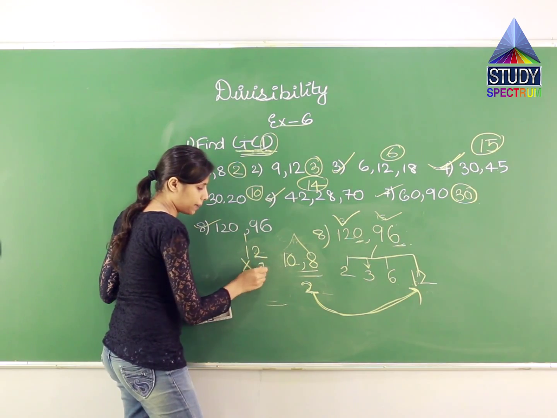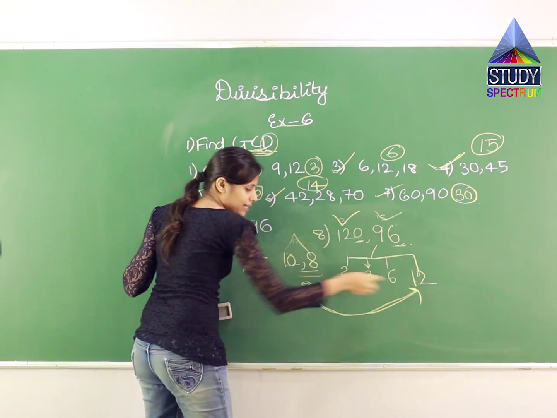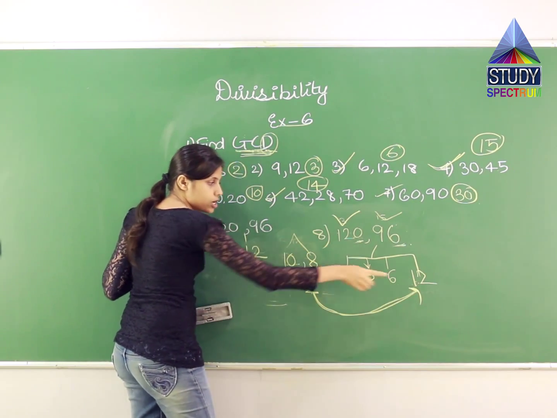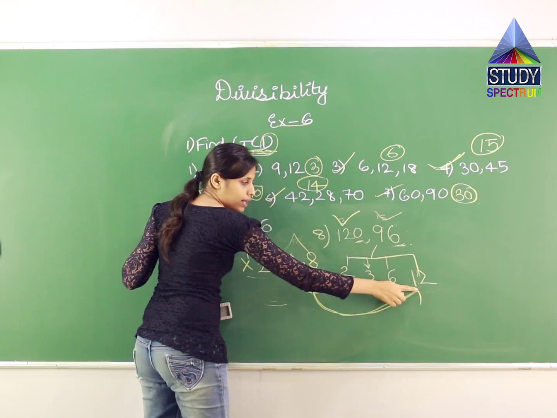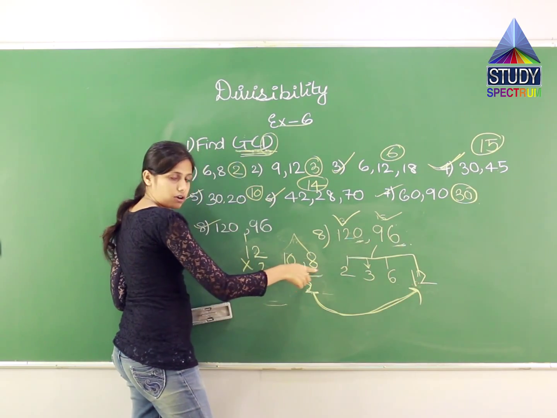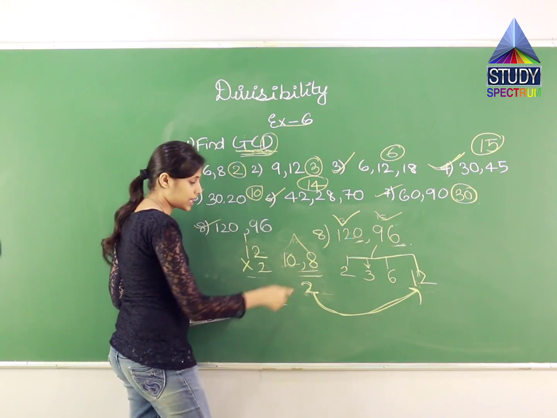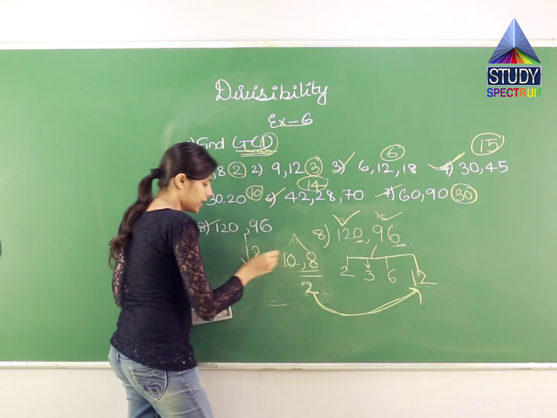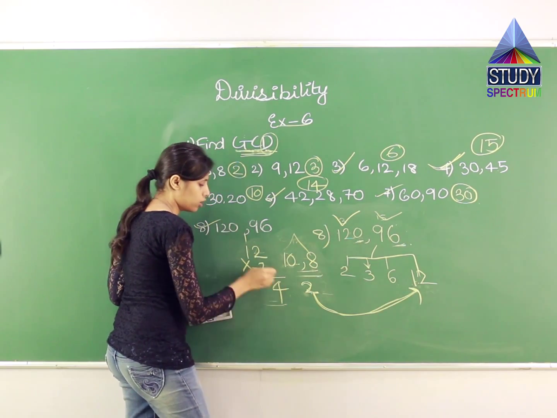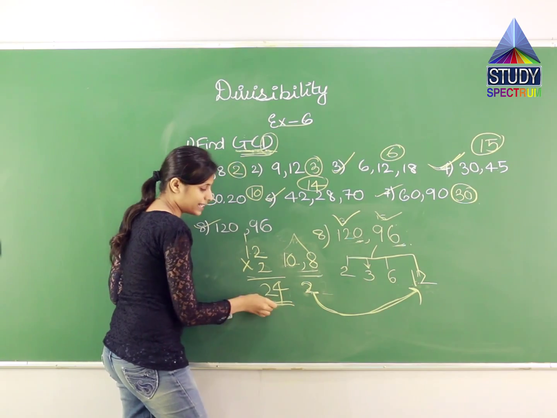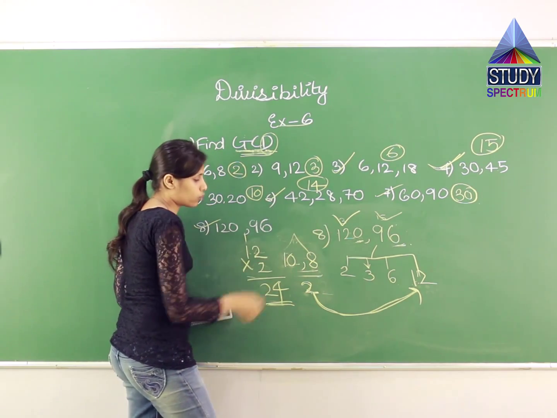12 multiplied by 2. This वाला 2. I am multiplying this and this. How I got this? पहले तो ये दोनों नंबर को 12 से डिवाइड किया. I got 10 and 8. I got a common multiple 2. Then this 2 I am multiplying with this 12. 2 2s are 4. 2 1s are 2. 24. Then I'll check with 24.